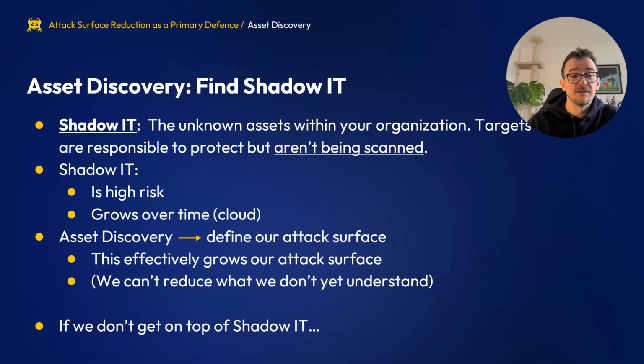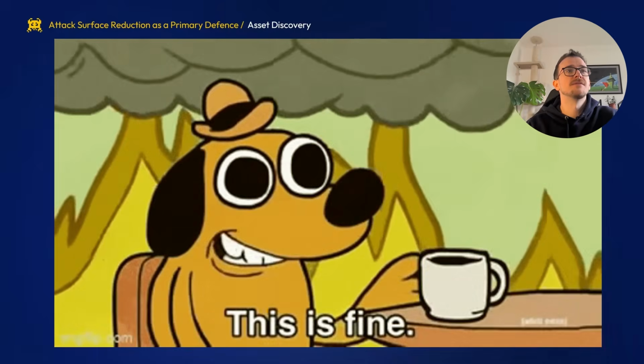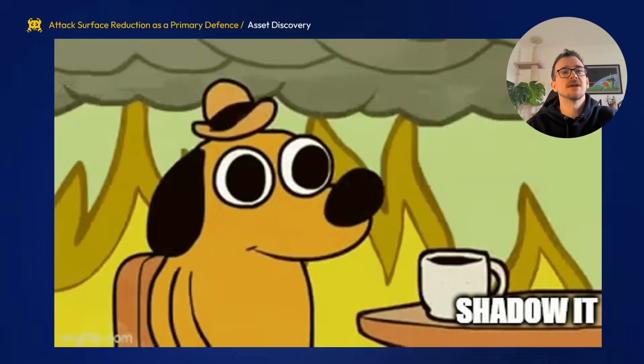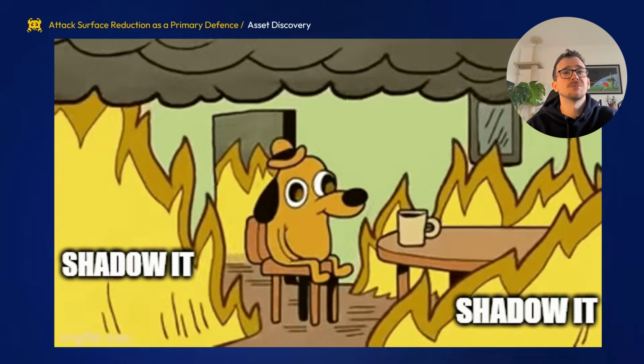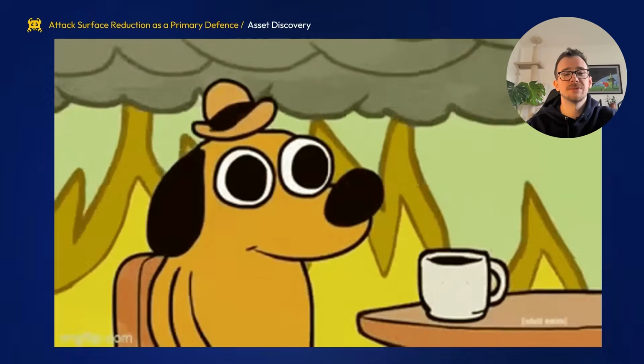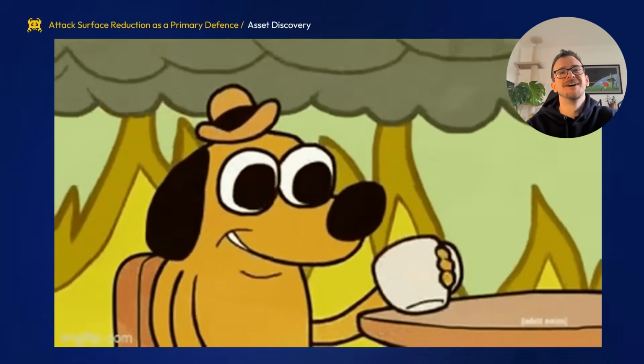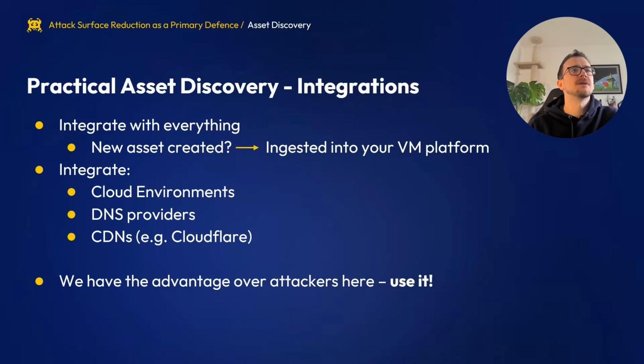And if we don't get on top of shadow IT, I've got a meme to explain what happens. One of my favorite things to do is to describe and explain the meme. So this is us in the middle there saying "this is fine" while the whole world of shadow IT burns around us. So we don't want to be like this dog, ideally. So what can we do about it?